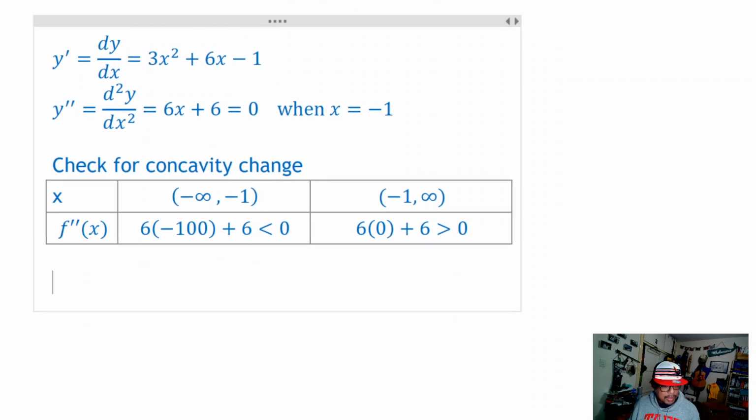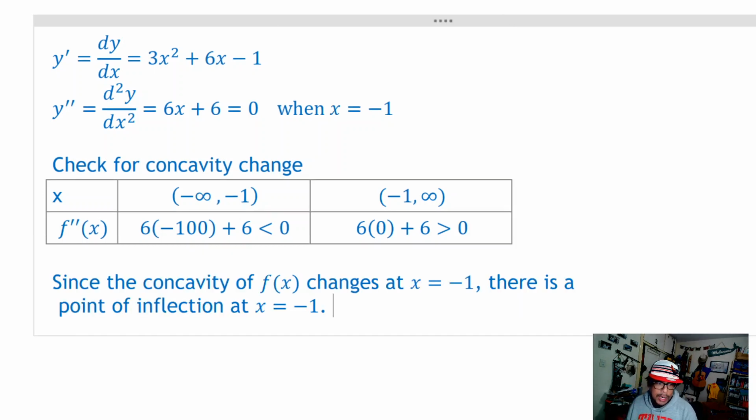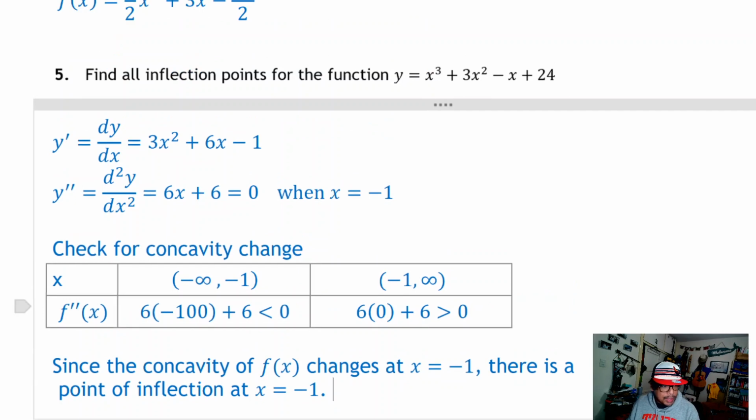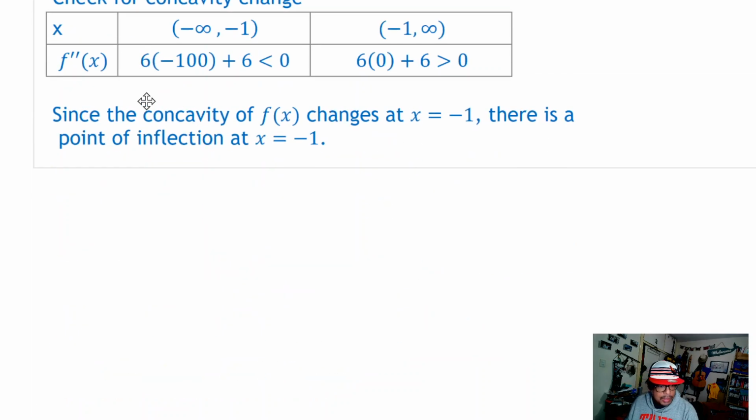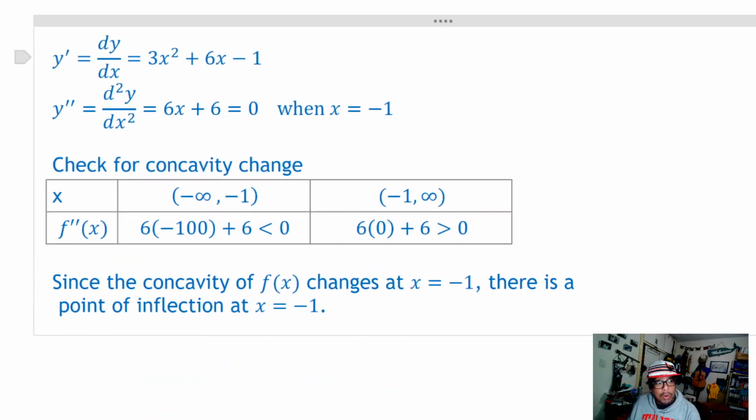And finally, since we notice that the concavity changes at x equals -1, we can say that there is a point of inflection at x equals -1. Now, the only thing I need to check is to see if they want this in a coordinate or the x coordinate only. And reading the problem, it says to find all inflection points. So the inflection point is an x coordinate and a y coordinate. So let's get the point of inflection.